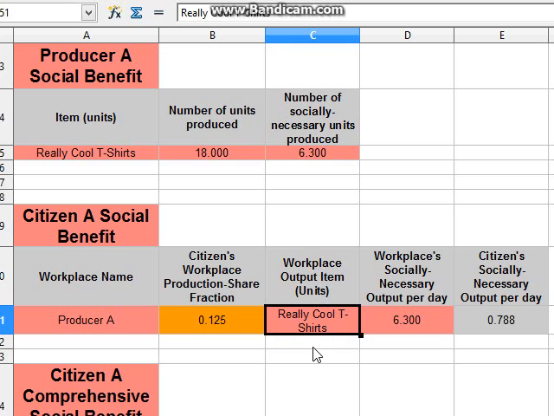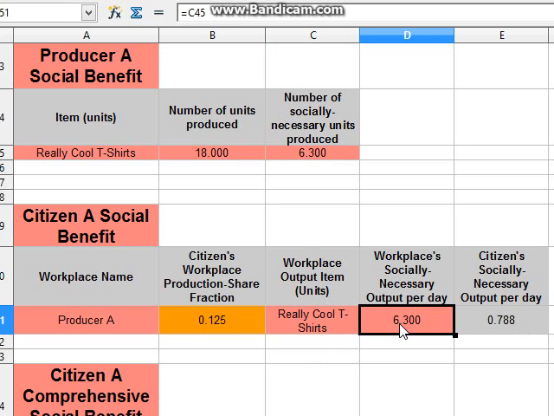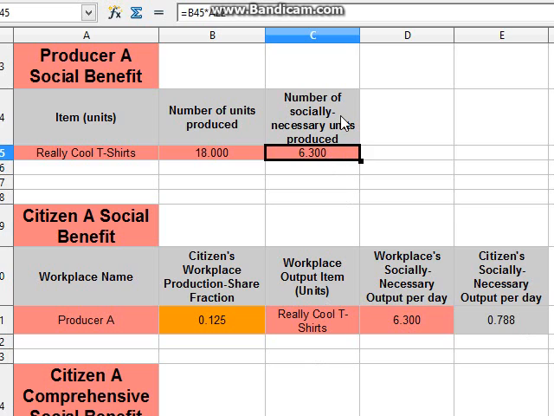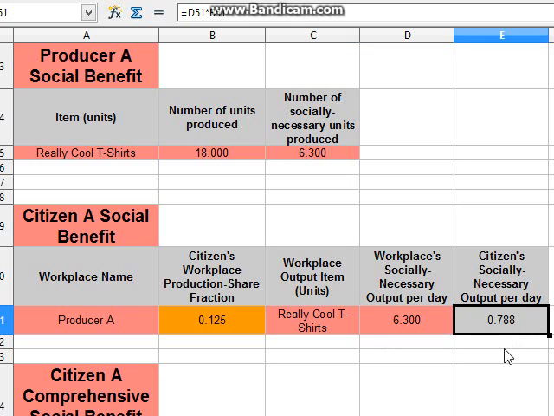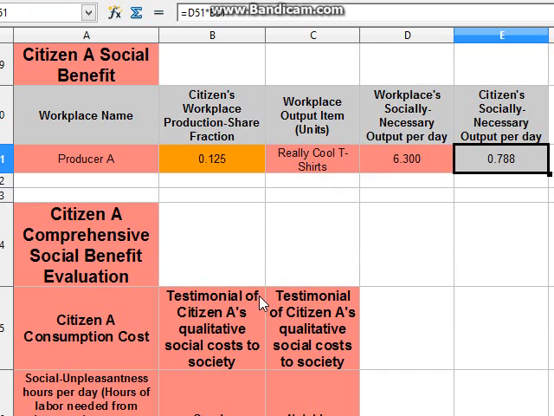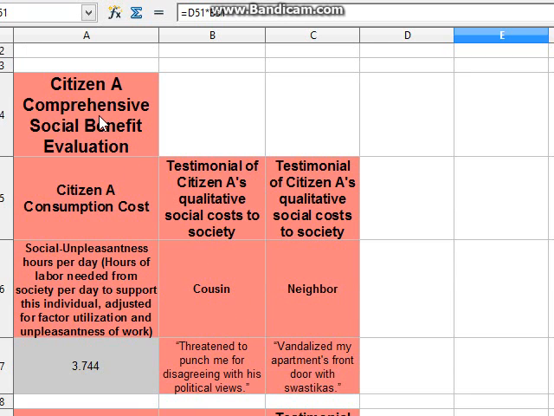Here's the item that they're producing. This is the total workplace's socially necessary output per day, 6.3 t-shirts. And then this is the citizen's share. This is what the citizen produces per day. Okay? So this is the citizen's social benefit to society. So we've looked at costs, we've looked at benefits. Now we go to the comprehensive social benefit evaluation.